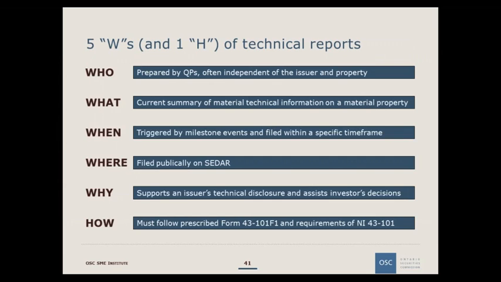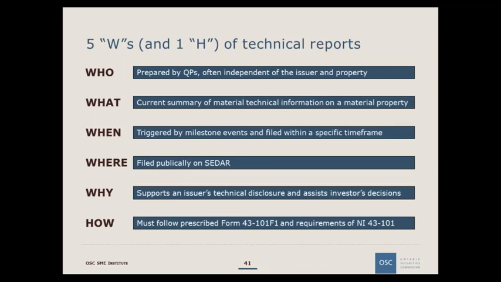So the 5 W's. Who? Well, prepared by QPs. Those QPs may or may not have to be independent of the issuer and independent of the mineral property. What is it? It's a current summary of material technical information on a material property. So a couple of things follow from that. One is that if a property is not material, it doesn't need a technical report.